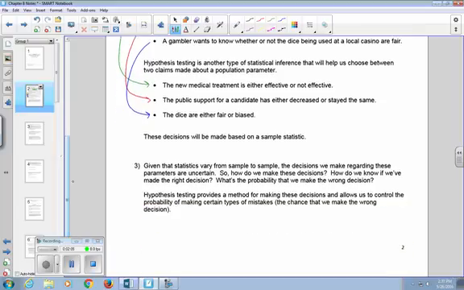And given that statistics vary from sample to sample, the decisions we make regarding these parameters are uncertain. So how do we make these decisions? How do we know if we've made the right decision? And what's the probability that we make the wrong decision? Hypothesis testing provides a method for making these decisions and allows us to control the probability of making certain types of mistakes, the chance that we make the wrong decision.